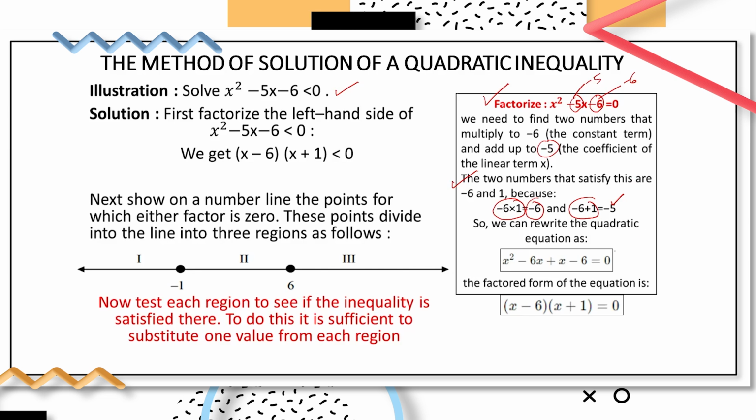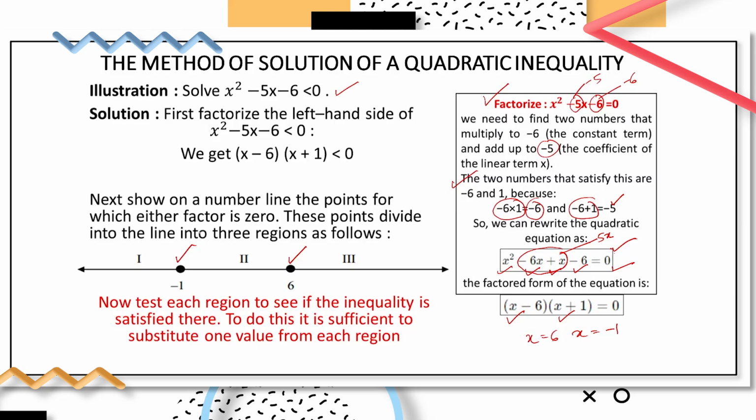So by factorizing this equation, we can write x square minus 5x minus 6 as x square minus 6x plus x minus 6, because minus 6x plus x turns out to be minus 5x only. So rearranging this equation, you will find that the two solutions are x is equal to 6 and x is equal to minus 1. So these points are listed over here onto the line.